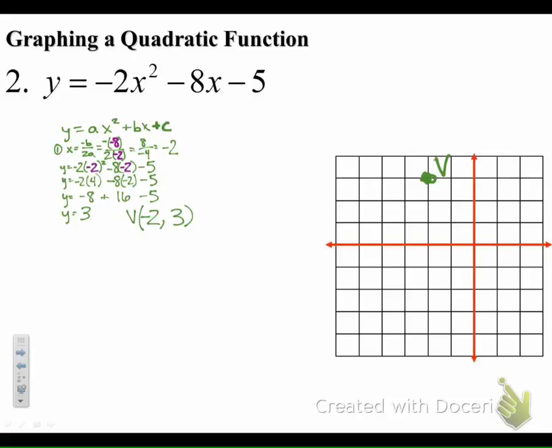Second step is realizing what's going on with your A coefficient. If your A is positive, we're opening up. If your A is negative, we're opening down. We got to figure out our leading coefficient. If it's positive, it'll open up, but in this case, it's negative. It's less than 0. So we're going to open down.